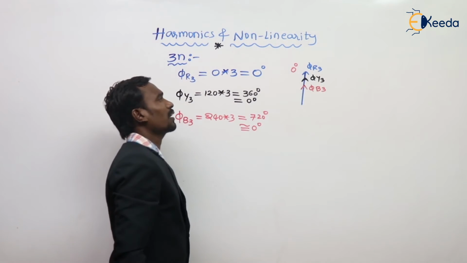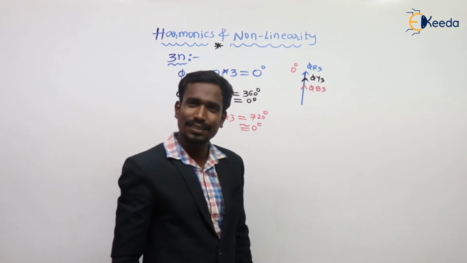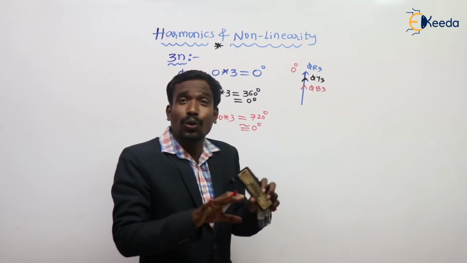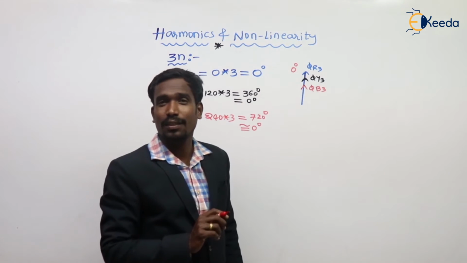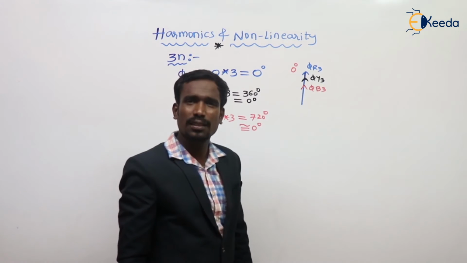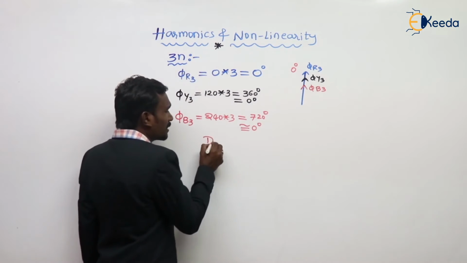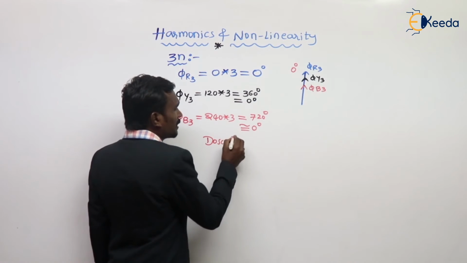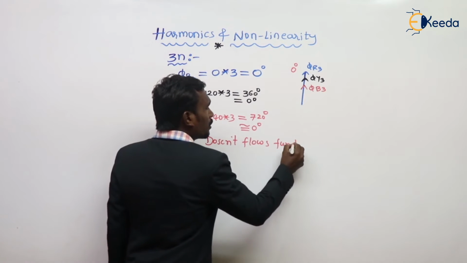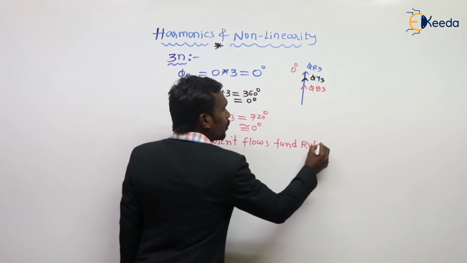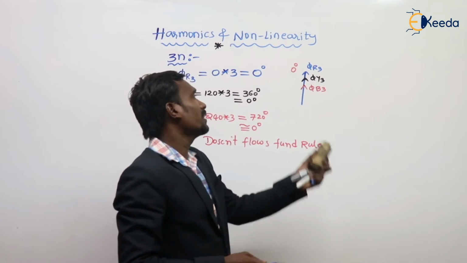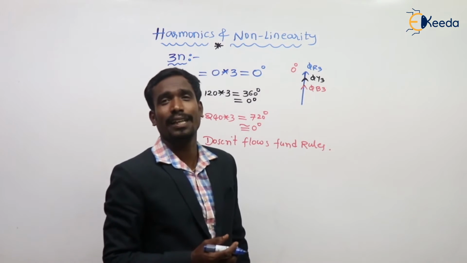All the phases are located at 0 degrees. There is no phase displacement. So these don't follow the fundamental rules. The third harmonics don't follow the fundamental rules. There is no phase shift of 120 degrees.